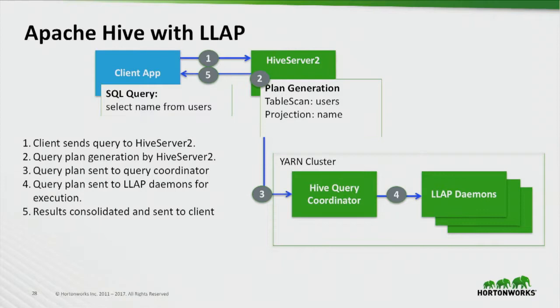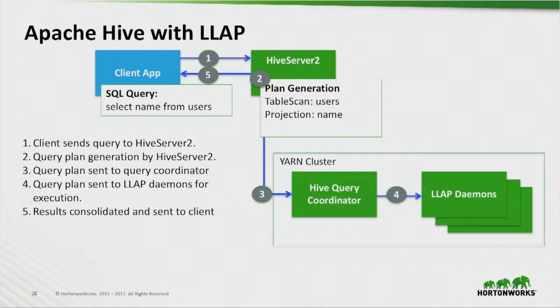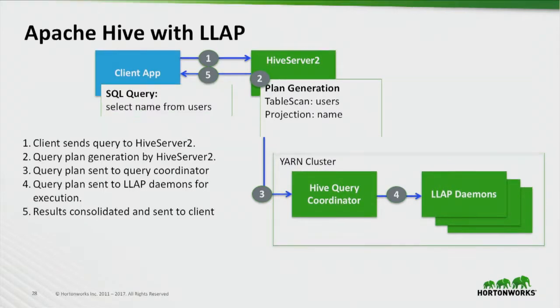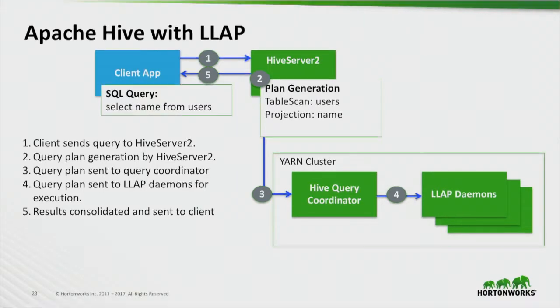And on HDP 2.6, we also have the option of using LLAP to perform the query execution. So what is LLAP? That is basically a set of long-lived worker daemons which are running on the Yarn cluster. These daemons are responsible for fetching the data required for the query, as well as running the query plans on top of that data.